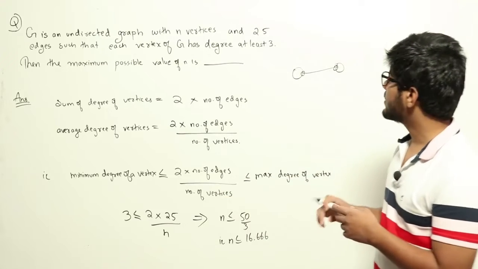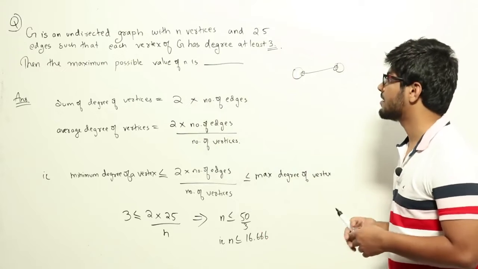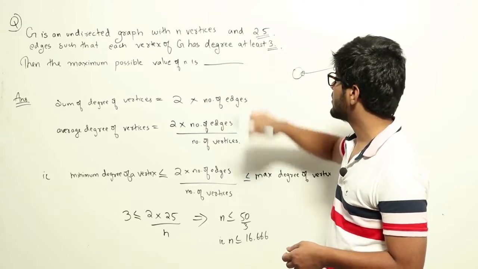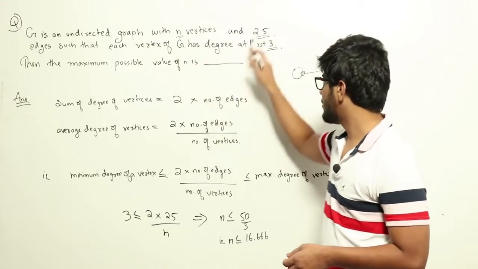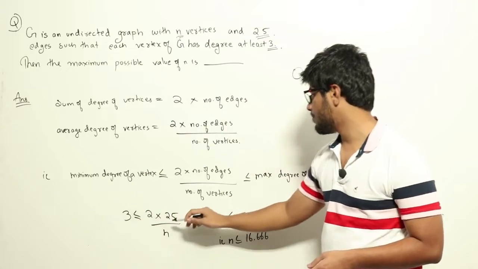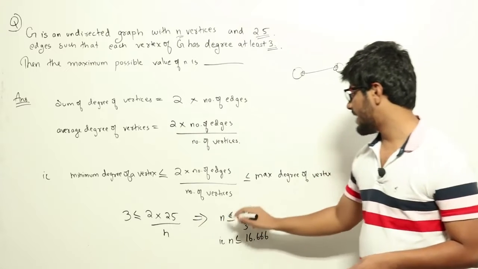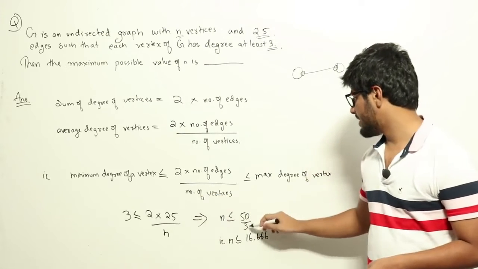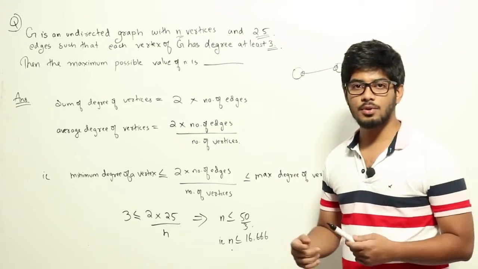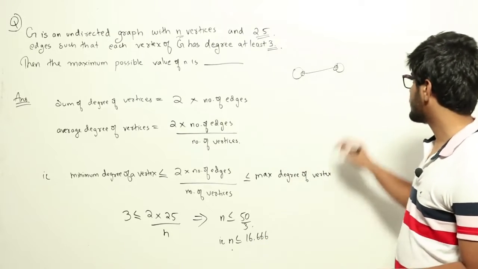Now in the question they have given that the minimum degree is 3. The degree of every vertex is at least 3, and the number of edges is 25 and vertices is n. So we can put these values into this equation. Minimum degree, that is 3, less than or equal to 2 into number of edges, that is 25, divided by n, the number of vertices. So this will give us that n is less than or equal to 50 by 3, i.e. n is less than or equal to 16.666. Now n is the number of vertices, so it should be an integer less than or equal to 16.66. So the answer is 16.